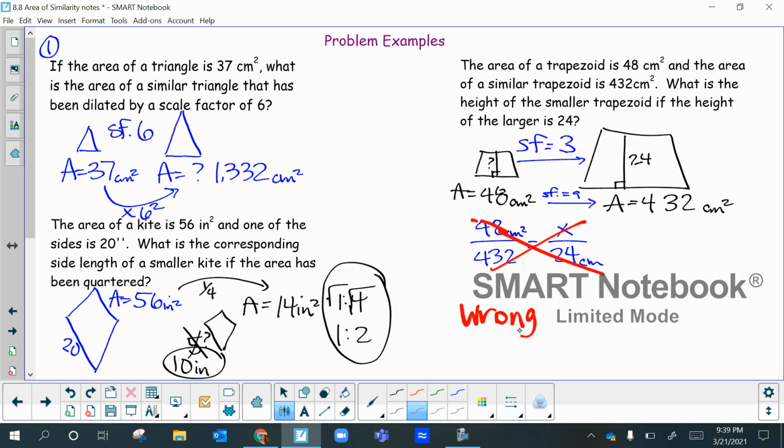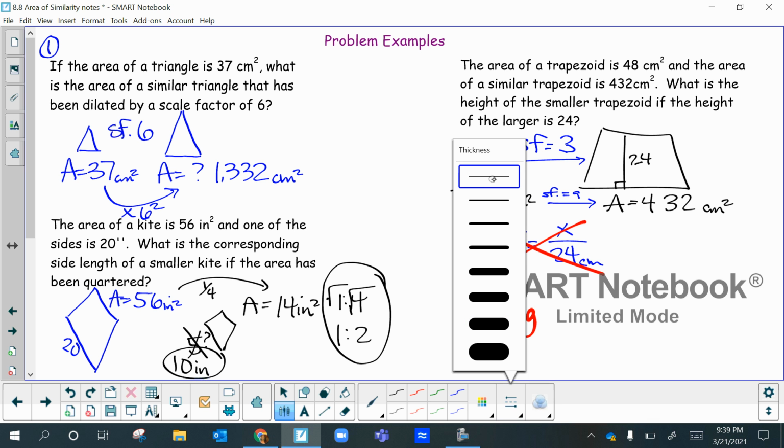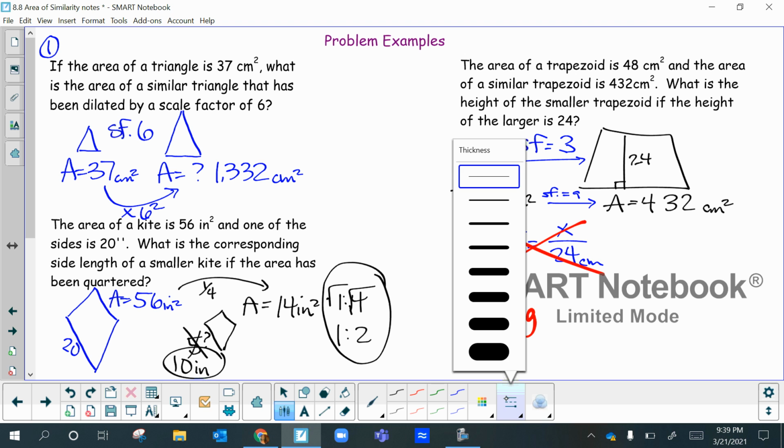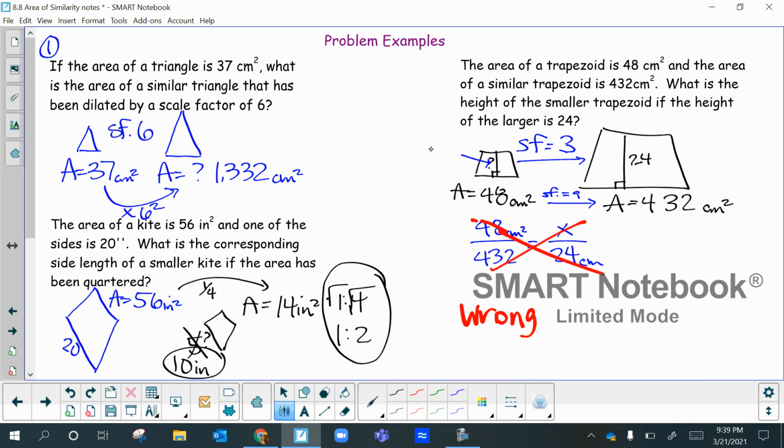So what you can do is just see, oh, well, if that got 3 times bigger, you can just take 24 and divide by 3. So that height that they are asking us to find is going to be 8. All right, and that's it. Those are 3 problem examples.